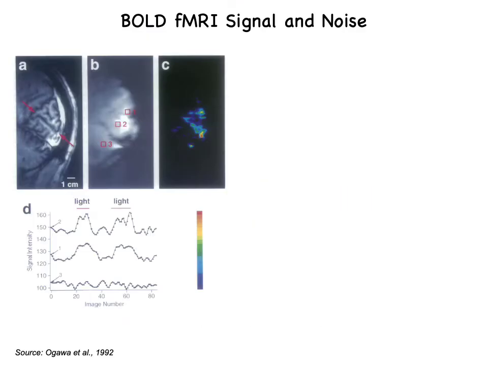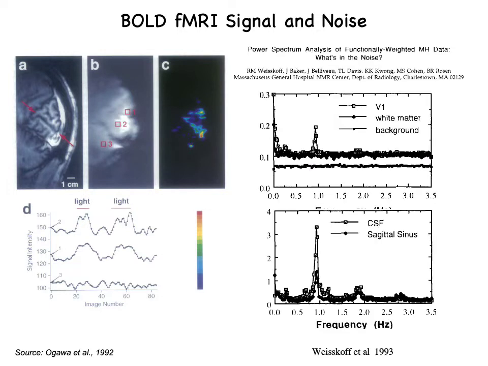Since the first demonstration in humans in 1992, fMRI has become the predominant approach for the non-invasive characterization of brain activity. Within a year of these initial studies, Weisskopf and colleagues pointed out in 1993 that noise-like components in the fMRI signal were partly due to physiological sources, in particular, strong fluctuations related to cardiac pulsations.